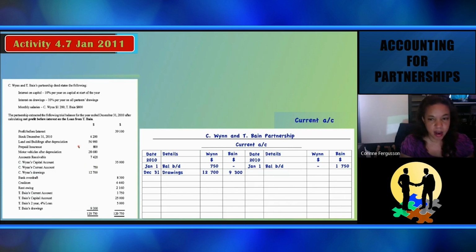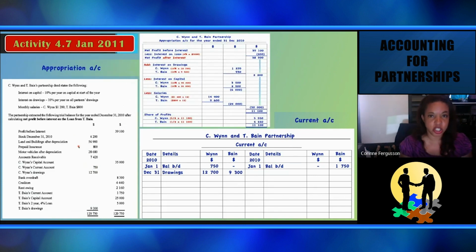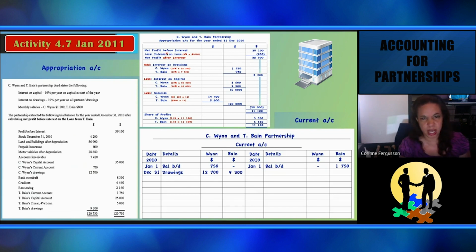Next things are the things that you actually calculated in the appropriation account. So what I usually do, I kind of leave interest on loan last, which most of you did, or second to last. I go to drawings. We already, no, we have not. So interest on drawings, you have it here, you add, so it goes on the debit side here. So both the drawings and the interest go here. So you put interest on drawings and you simply copy what you have here. For Win, it is 1270. For Bain, it is 930.